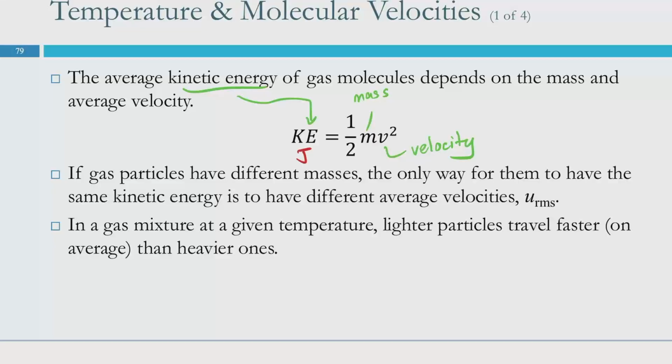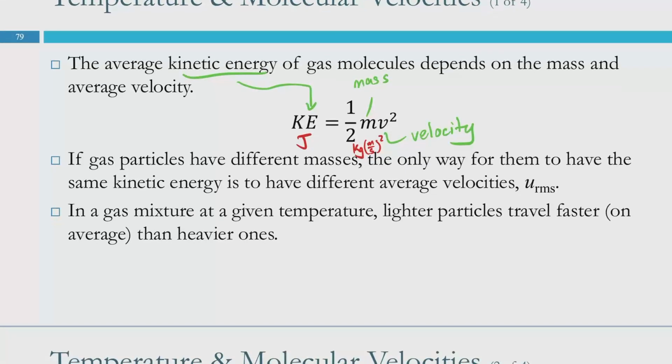Our kinetic energy is going to have units of joules. Our mass we would typically represent in units of kilograms. And velocity, v, is going to be meters per second, which is squared, so meters squared per second squared. I'm only pointing that out because we'll see that come back again later with a different equation. So if our gas particles have different masses, the only way for them to have the same kinetic energy is to have different average velocities.